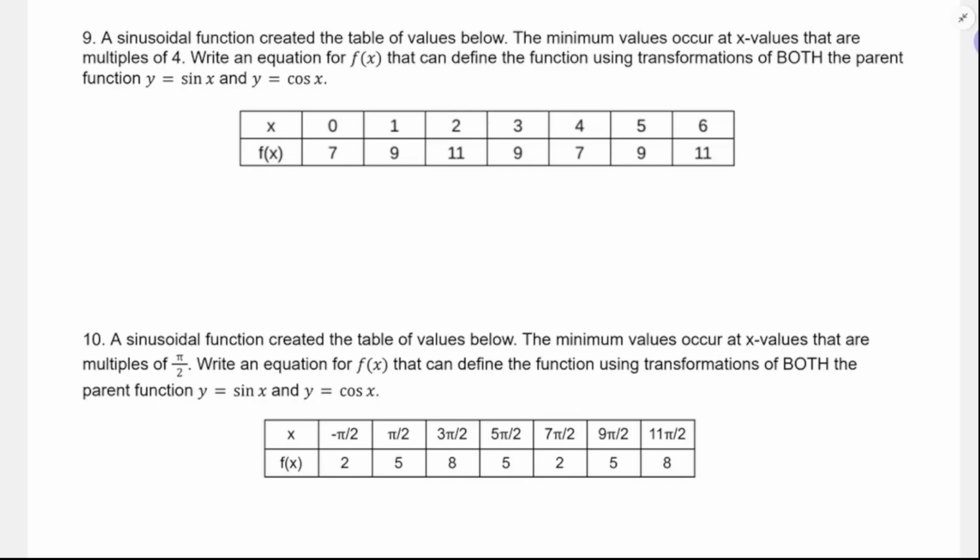Okay. Now, a sinusoidal function created the table of values below. Minimum values of create x values that are multiples of 4. Okay, cool. And write an equation for f of x that can define the function using transforms of sine and cosine.